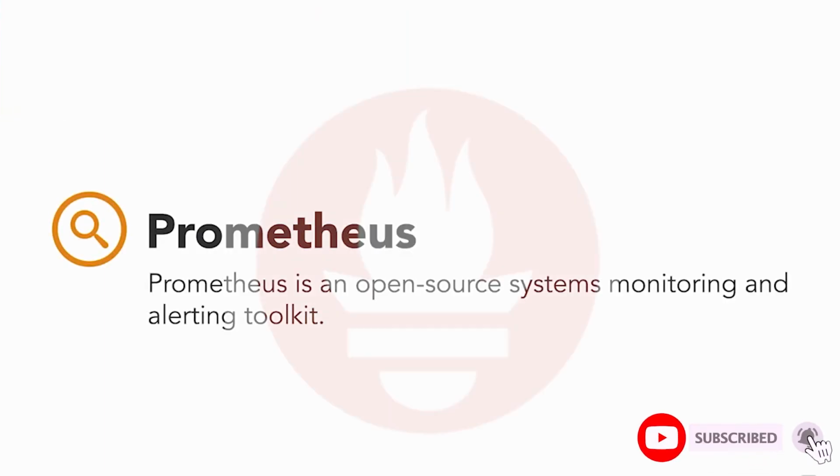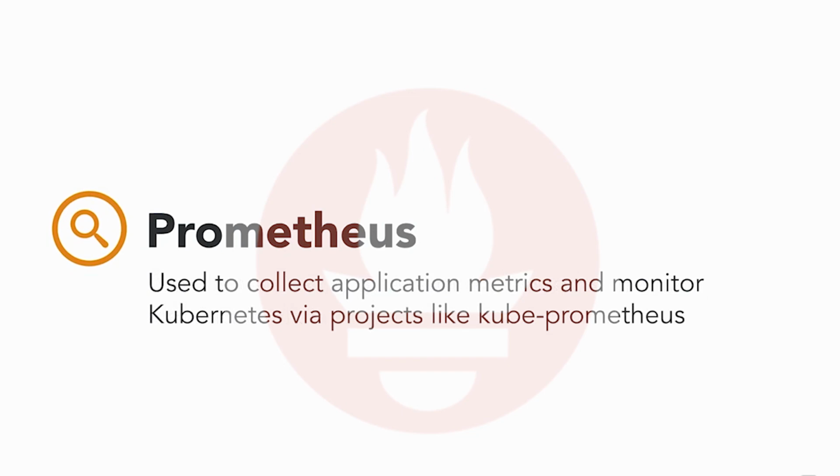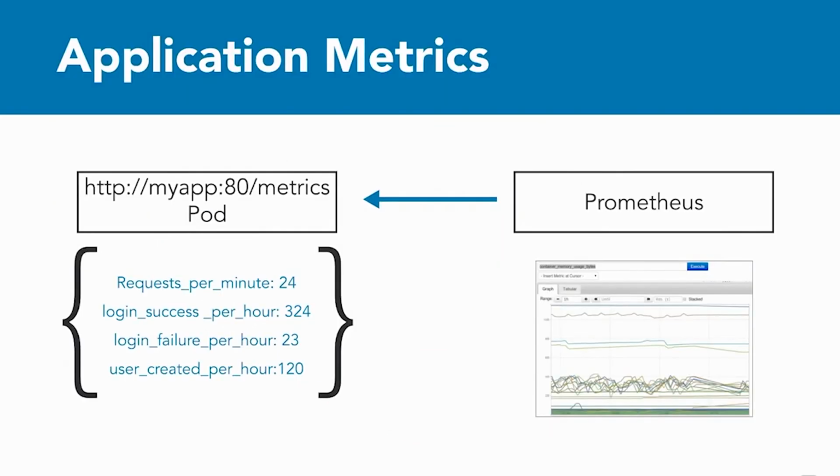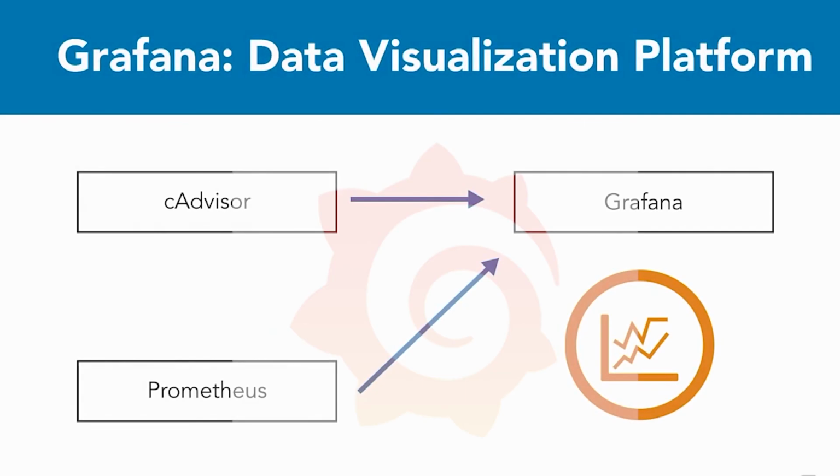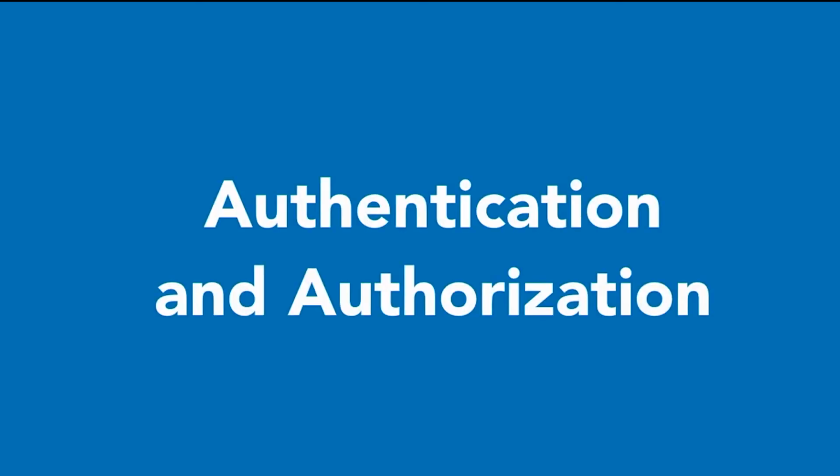The other project you really want to look at is called Prometheus. Prometheus is an open source system monitoring and alerting toolkit with a query language that works really well for application-specific metrics and can also be used from an alerting standpoint. Prometheus was initially used to collect application metrics, like number of successful logins per hour, but can also be used natively to monitor Kubernetes itself with projects like kubeprometheus. You can instrument your application to save application monitoring data at a /metrics endpoint that Prometheus queries in a timely manner. Prometheus and cAdvisor are typically linked to Grafana, which is an open source tool to visualize monitoring data.